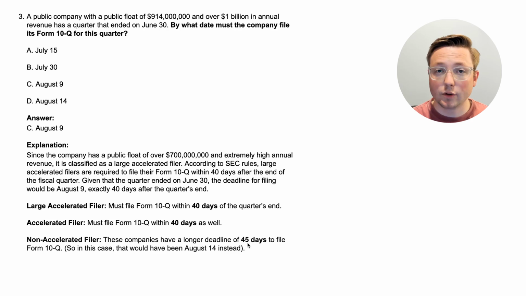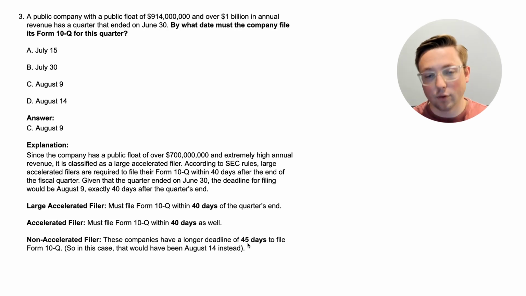I remember when I was going through the exams, I just remembered that if it was a 10Q, I just remembered the numbers 40, 40, 45. Maybe that's a little silly, but that was the easiest way to remember it. So again, when it comes to 10Qs and their filing dates, just remember 40, 40, 45, because large accelerated filer, 40 days, accelerated filer, 40 days, non-accelerated filer, or just any filer that's not an accelerated one, 45 days. Let's go to the next question.